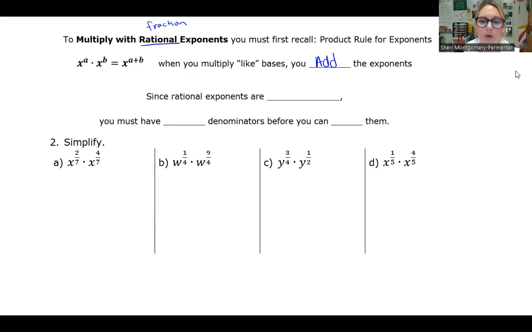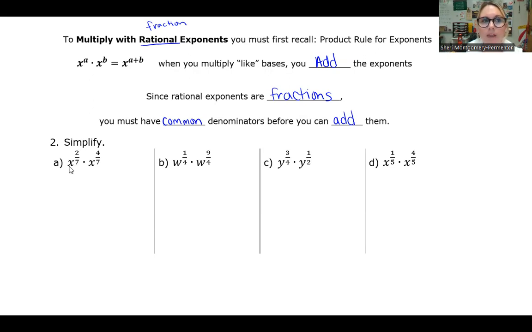Rational exponents are, what did I just say rational means? Fraction. Since rational exponents are fractions, you must have a like denominator, or common denominator, before you can add them. And sometimes they already have the same denominator and sometimes they don't.